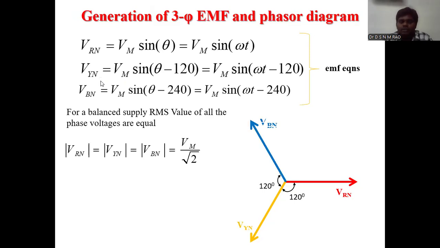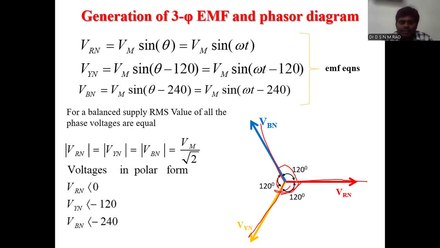So for a three-phase system, three voltages VRN, VYN, VBN are displaced by 120 degrees. The phase angle between any two phases equals 120 degrees. Similarly, here also 120 degrees, and here also 120 degrees.